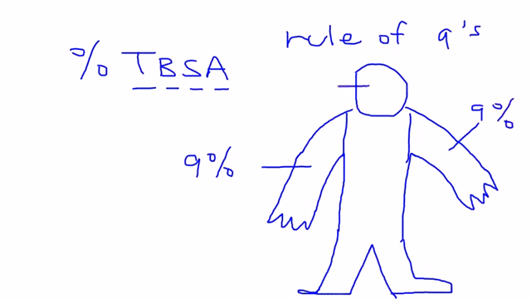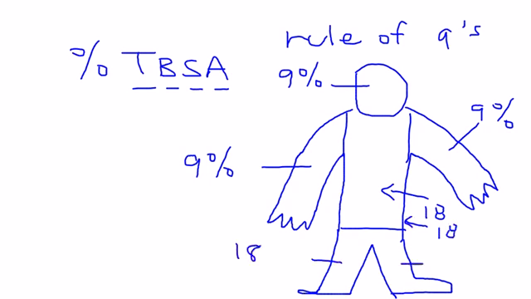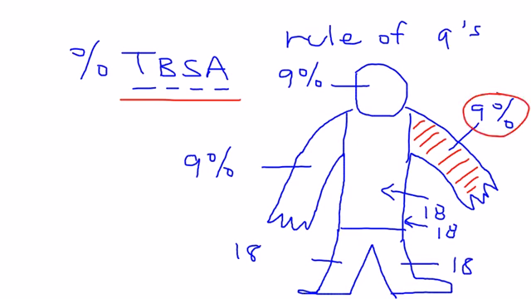If the head and neck are involved, that's another 9%. The trunk, the anterior trunk, is 18%, and the posterior trunk is another 18%. And then the legs are 18% each. So for example, let's say a patient comes in and he's burned his entire arm on this side, and you want to figure out the total body surface area. Well, it's easy. It's 9%.